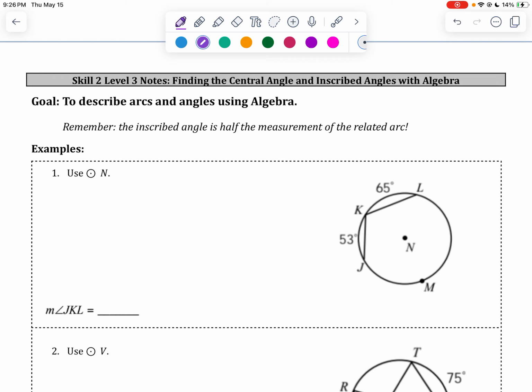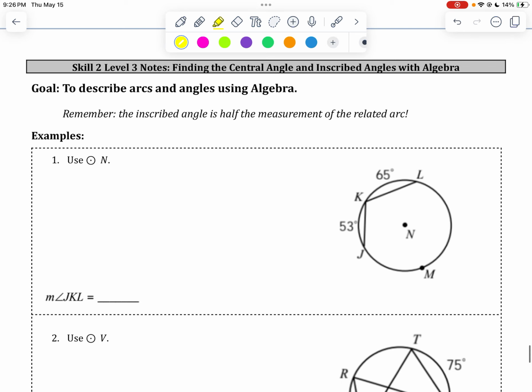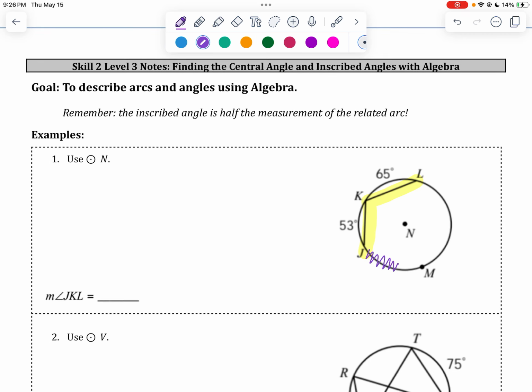It says to use circle N. When I say use circle N, your center point is just N. Our job is to find the measurement of JKL. So here's JKL, and you guys can use your highlighters. There's JKL. Now JKL has the related arc measurement of arc JML. So my first step is to find the major arc JML, right?